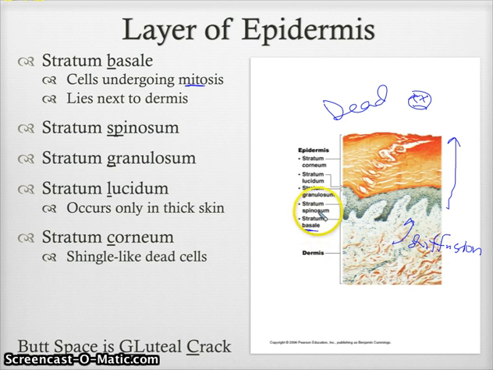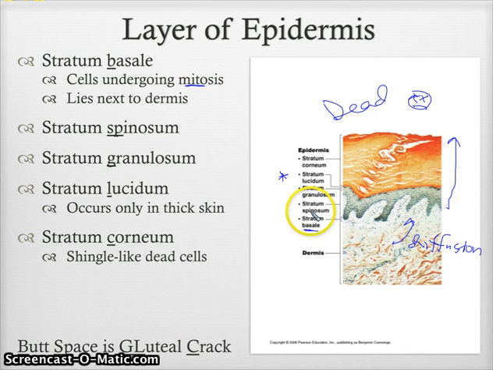Now, notice the names. Spinosum, okay, spiny. Granulosum, they're looking granular. Stratum lucidum, you only really see that in people that have calluses on your feet. It's not a very thick layer anywhere else in the body. Stratum corneum, okay, which is the outermost layer. The stratum corneum is where we see everything basically fine.